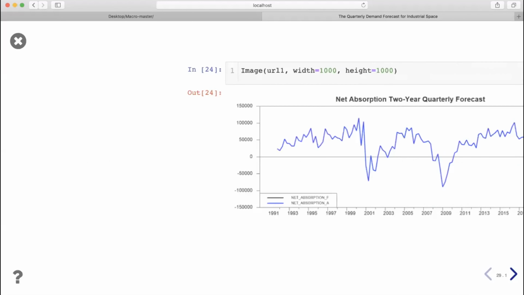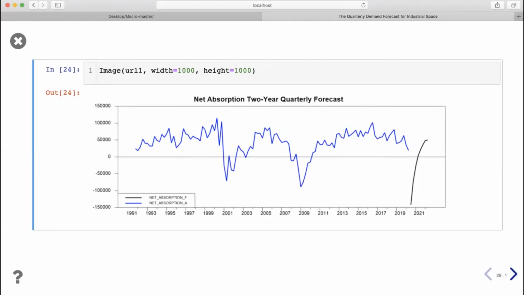Let's have a look. This is net absorption of industrial space going back to 1990. In blue is actual absorption. And in black is the forecast. So the algorithm learns from the past. It then takes my assumptions and makes a forecast based on that.